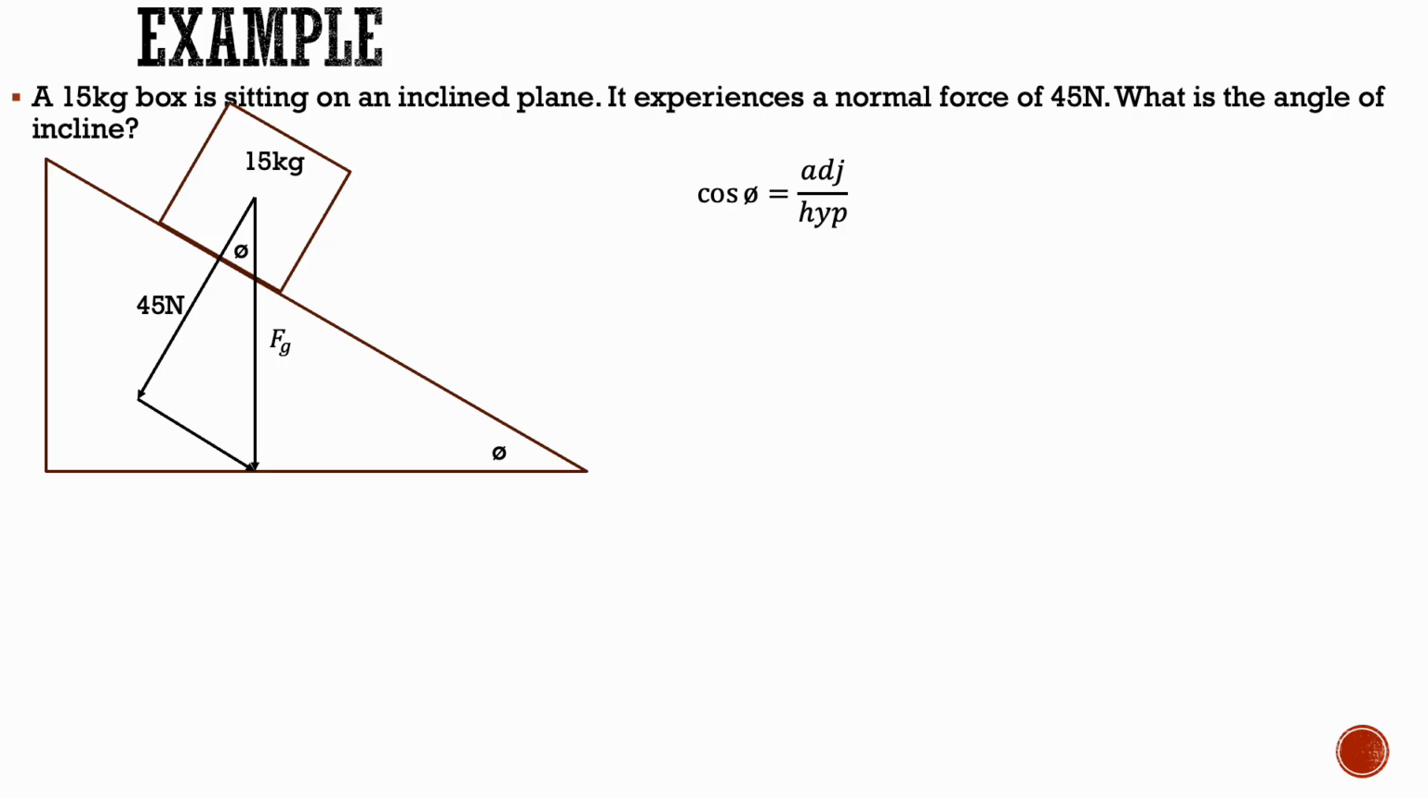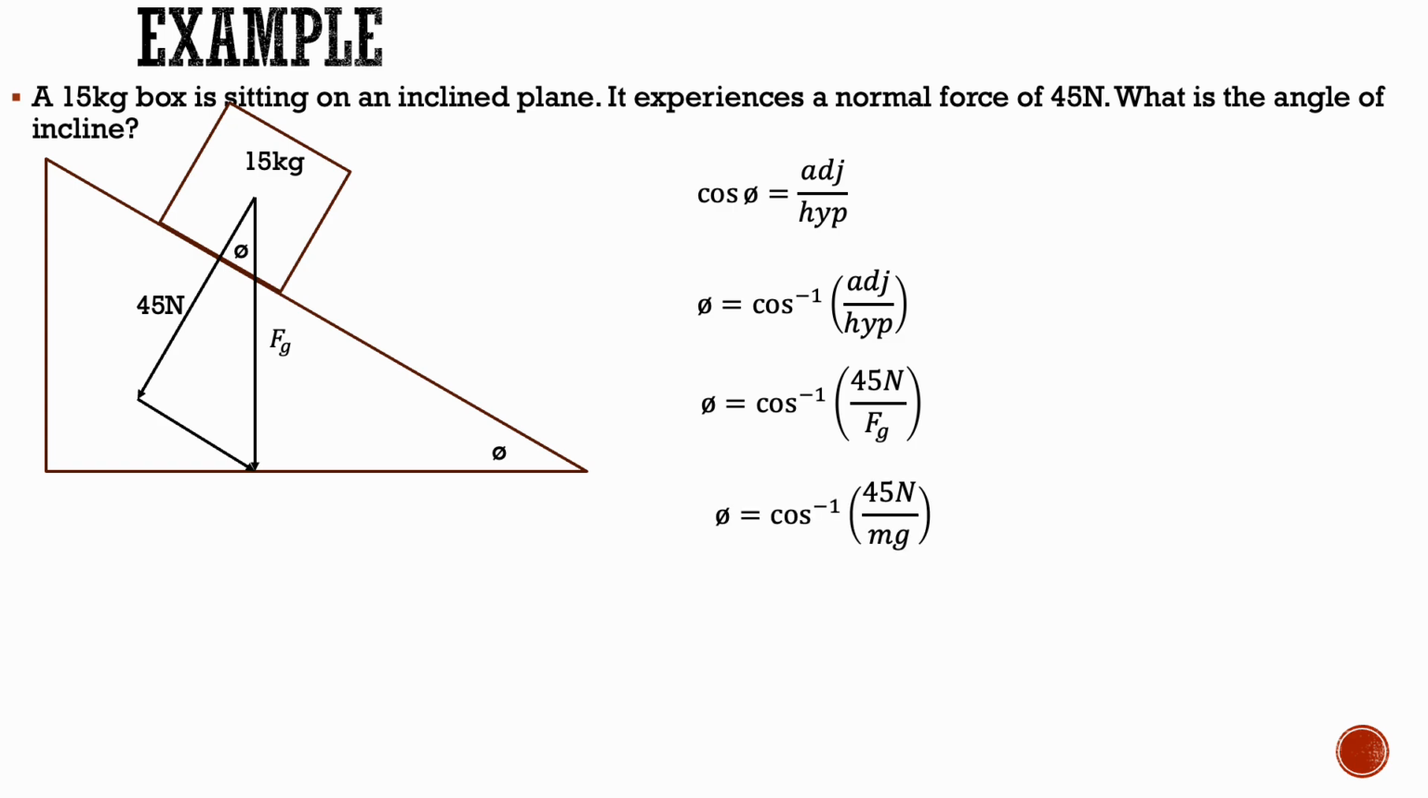So we know cosine is our adjacent side over our hypotenuse. Now if we want to get our angle on its own, we change it to arc cos of our adjacent over hypotenuse. And we know our adjacent is 45, while our hypotenuse is force of gravity. We know force of gravity is just mg. We can substitute our values for that in, and calculating our angle, we get 72 degrees.